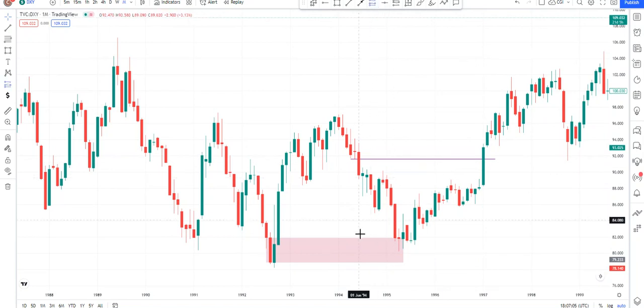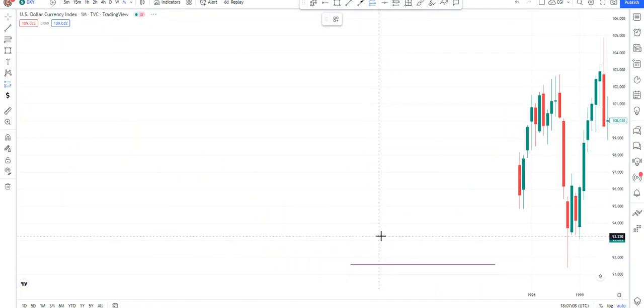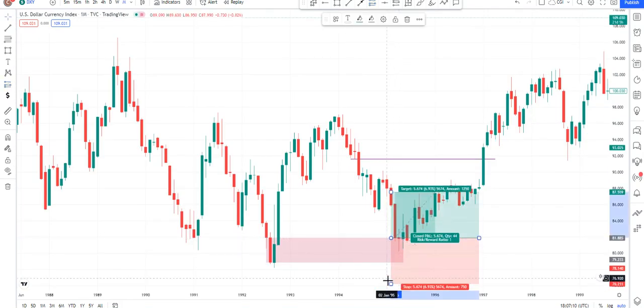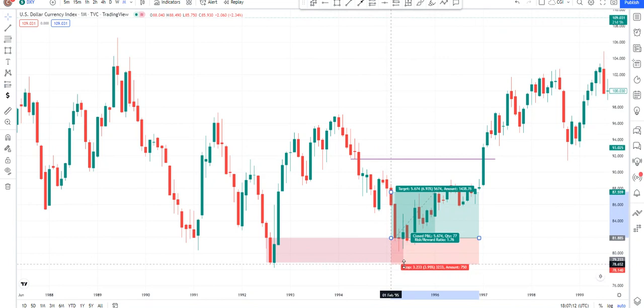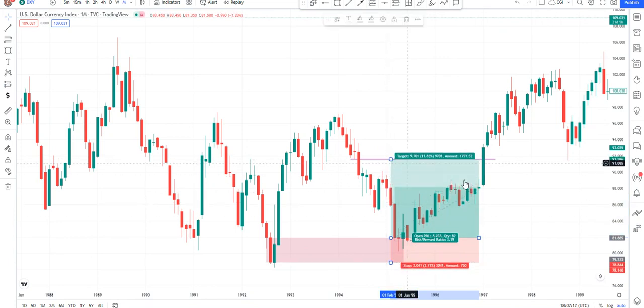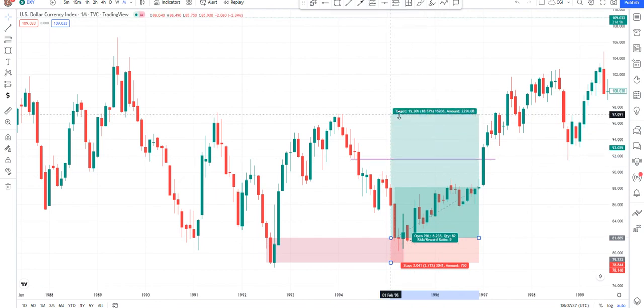From there, this is my risk and this is my first take profit. At the first take profit, I'm sitting on 3.19%. So that means that if I'm risking $10 at this first point, I'm sitting on $31.9. My final target, of course, would be external liquidity. So my risk to reward ratio here is 5.